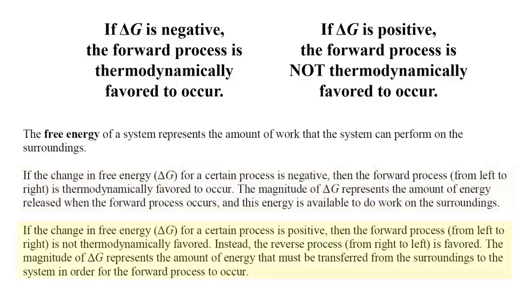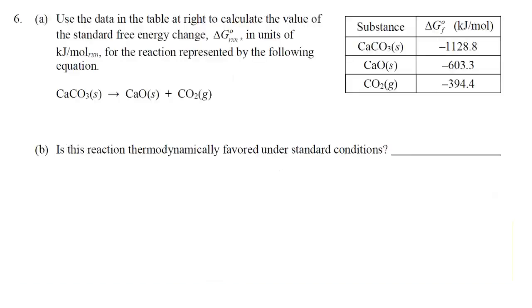On the other hand, if the change in free energy, or delta G, for a certain process is positive, then the forward process from left to right is not thermodynamically favored. Instead, the reverse process from right to left is favored. So the magnitude of delta G represents the amount of energy that must be transferred from the surroundings to the system in order for the forward process to occur.